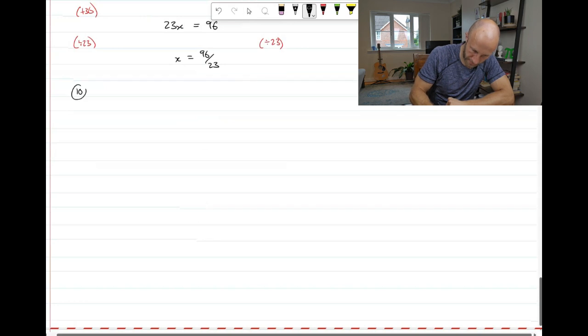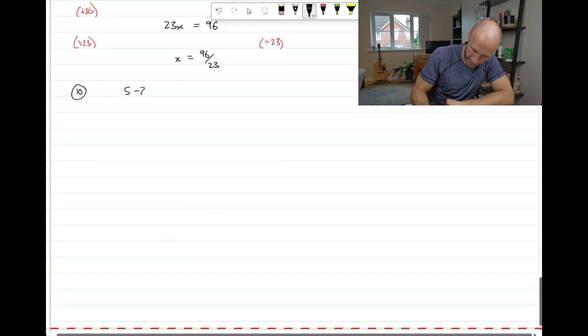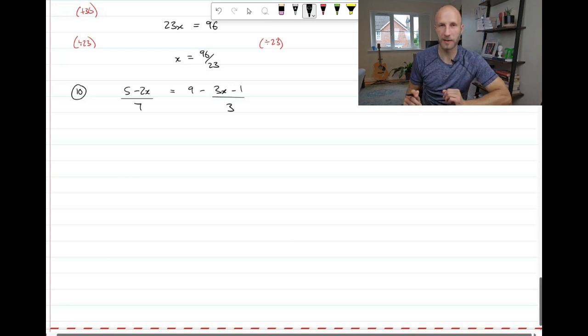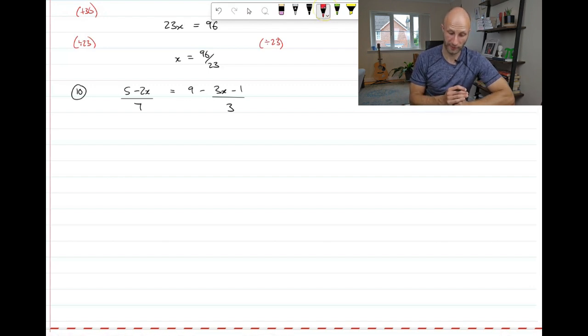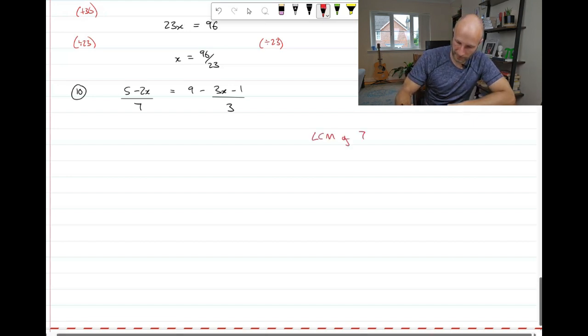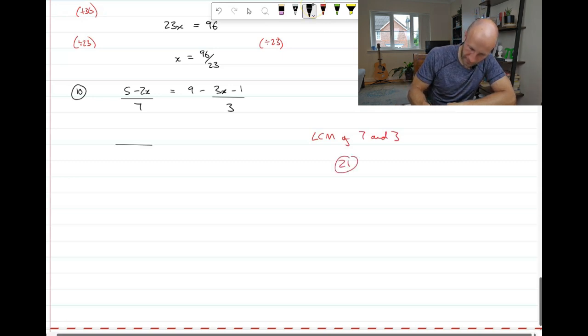Same kind of idea. We'll put a negative x term in there this time. So (5 minus 2x) over 7 equals 9 minus (3x minus 1) over 3. And this is where you have to be a little bit more careful. If you follow my advice, you shouldn't get anything wrong, hopefully. So, two different denominators, 7 and 3. We want to find the lowest common multiple of those two things, which is 21.